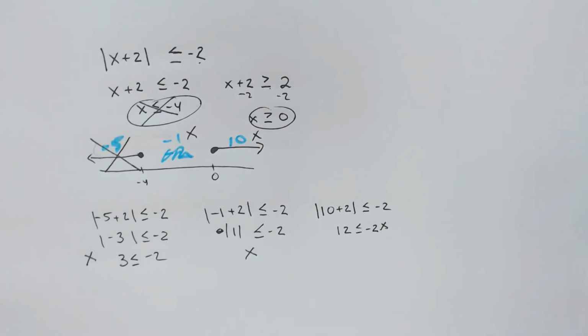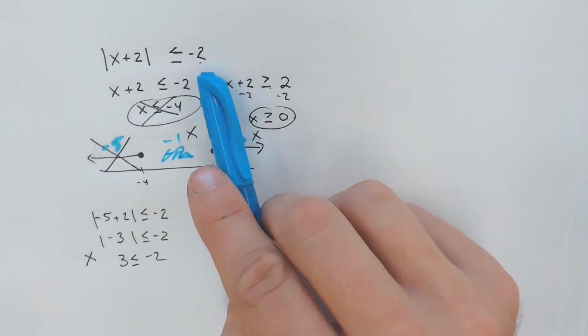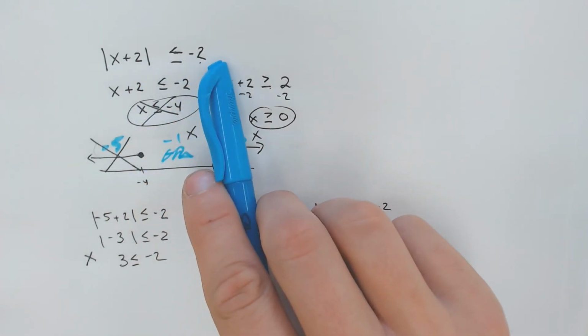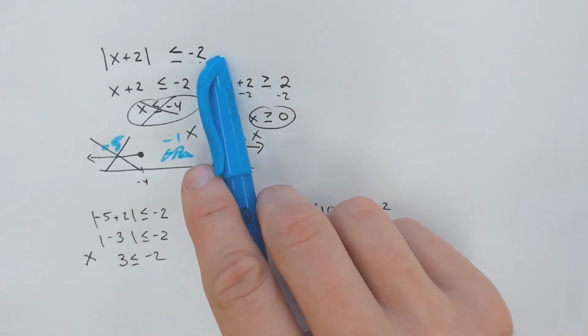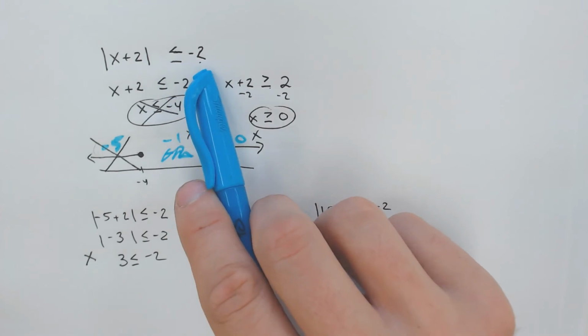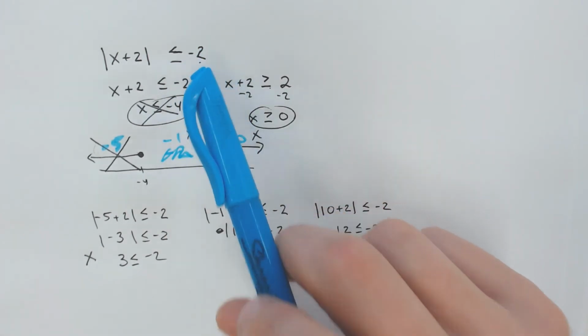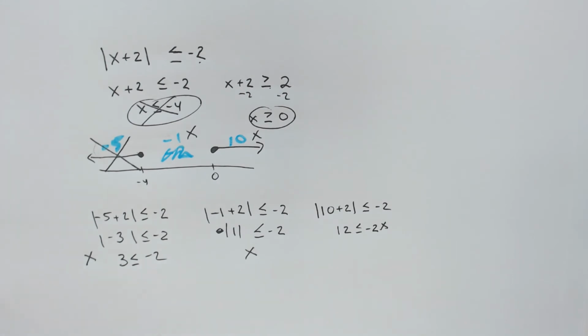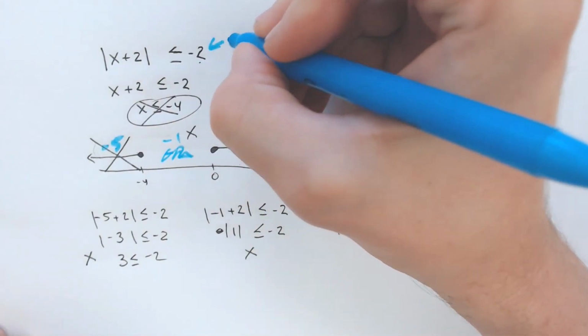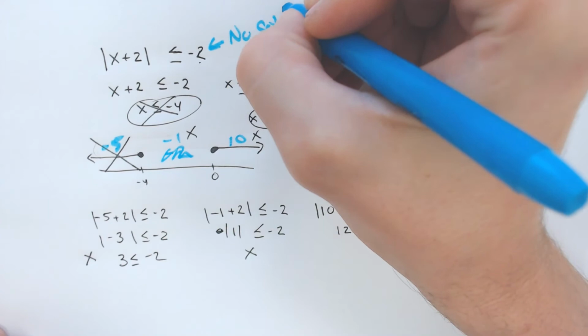And if you watched my first absolute value video, you realize that you should always be on the lookout for when an absolute value is equal to a negative number. Can an absolute value equal a negative number? Absolutely not. Can it be less than a negative number? Even worse, it can't even be negative, let alone less than a negative number. So that's why this is, quite simply, because it equaled negative 2, no solution.